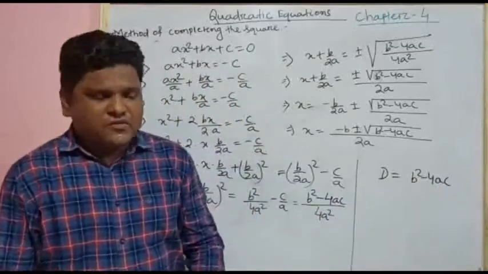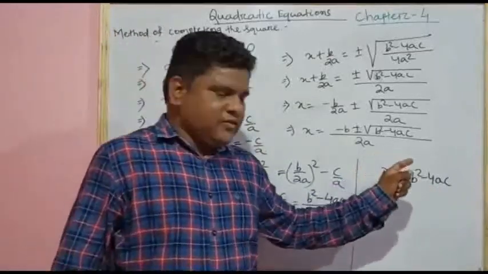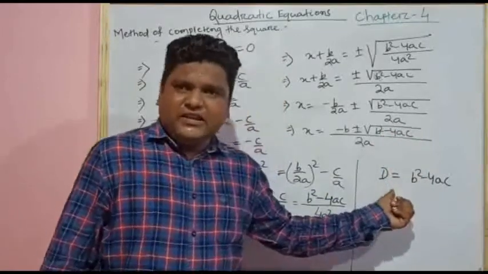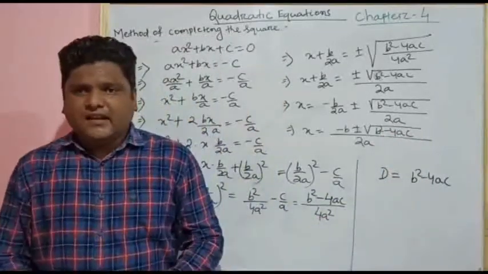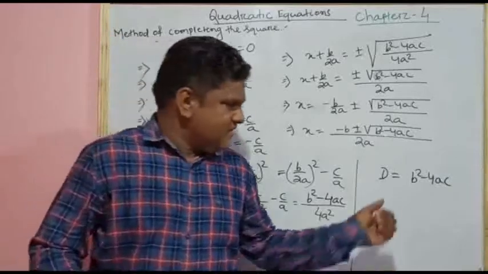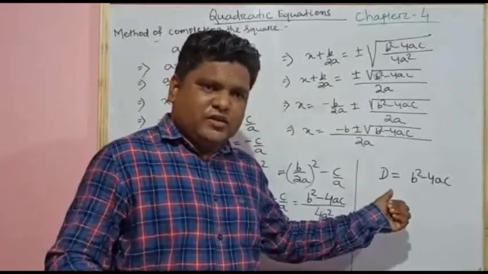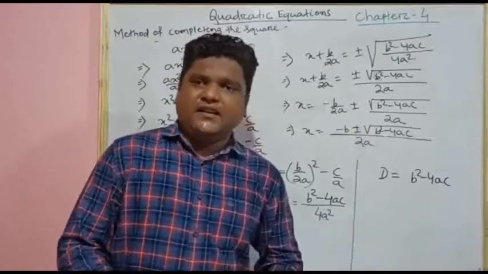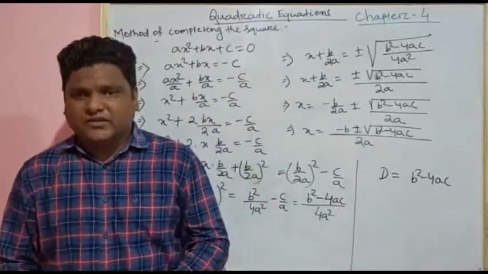The nature of root of a quadratic equation depends on this. If d is greater than 0, then the roots will be real and distinct. If d equal to 0, then roots will be real and equal. If d is less than 0, then we cannot find any real roots of a quadratic equation.